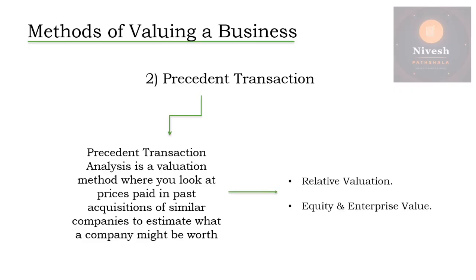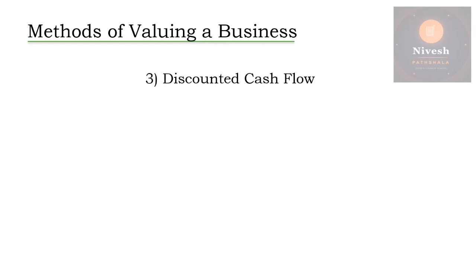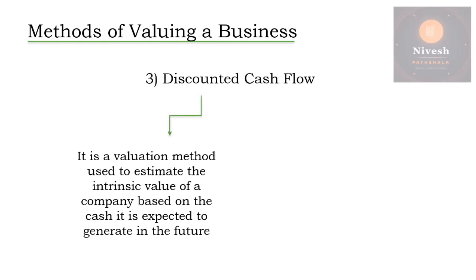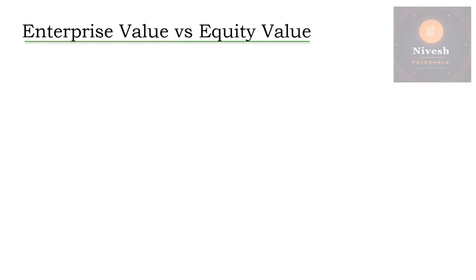Okay. Then the last method, which is discounted cash flow. So what is discounted cash flow? It is a popular valuation method used to estimate the intrinsic value of the company based on the cash it is expected to generate in the future. So you have to find the present value of the future cash flow. That's all. There are also two metrics, standalone valuation and synergies. These metrics are used for finding the DCF model. So these are the three methods, and after that we will discuss what is equity and what is enterprise value. Now we will discuss enterprise value versus equity value.